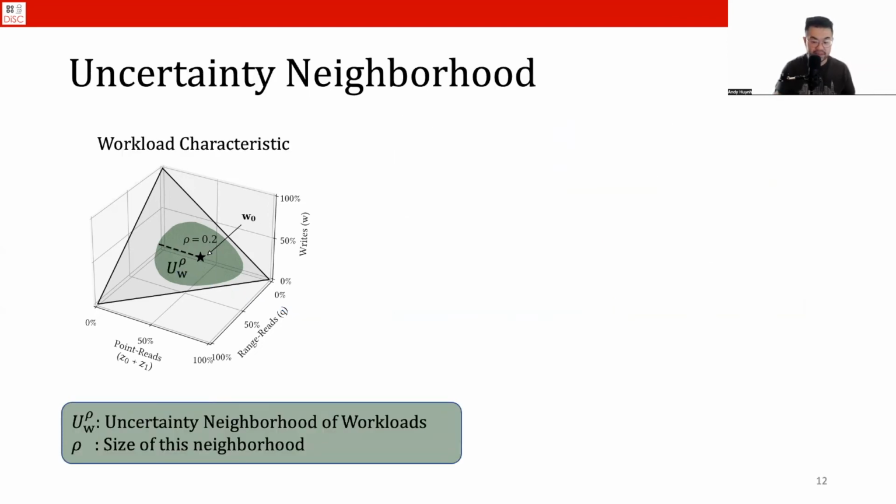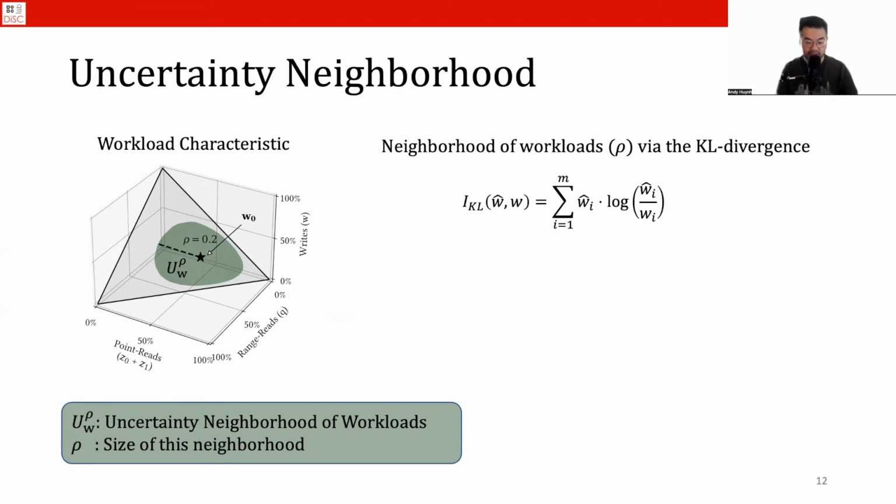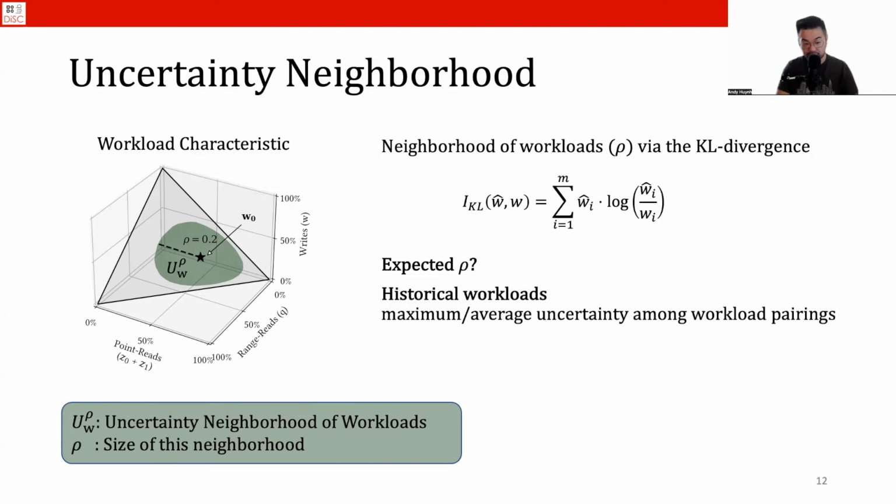So how do we specifically define this workload neighborhood? Well, we first need to define what it means for two workloads to be far or close away, right? And for this, we use the KL divergence, specifically because our workloads are probability vectors and KL divergence is a statistical distance. It fits very well into this application. Next, then, how do we actually create this neighborhood, right? How do we essentially produce the rho value that our neighborhood is parameterized off of, right? So there are kind of two ways that we could do this. We could ask a user to provide historical workloads, and we can take the maximum or average KL divergence among all workload pairings, or we can ask the user for an exact numerical value.